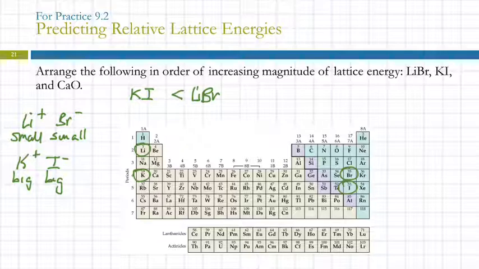So now we need to look at the calcium oxide. So calcium oxide is Ca2 plus and O2 minus. So the charges there are larger. A bigger charge difference like that is going to have a bigger effect on the lattice energy than the sizes of the atoms. But let's look at where these ions are in size. There's calcium, and here's oxygen. So calcium, the calcium ion is probably bigger than the lithium ion. Is it larger or smaller than the potassium ion?